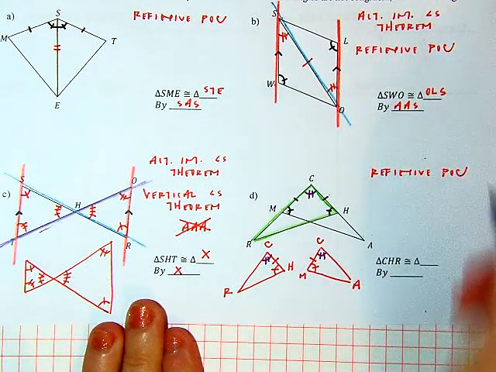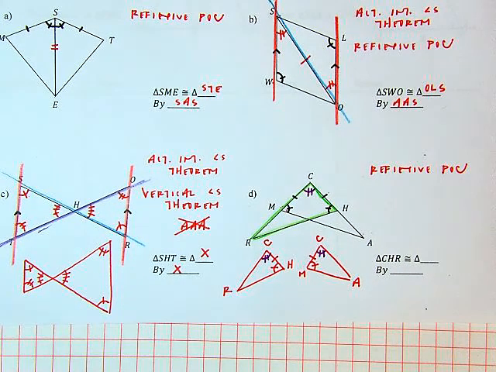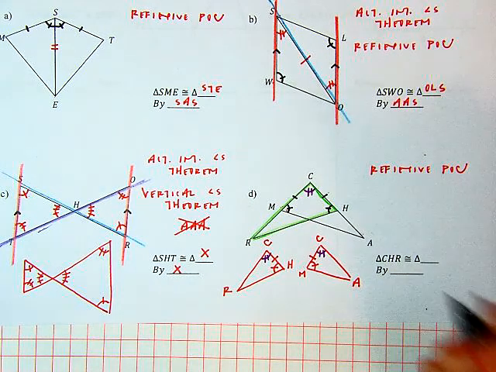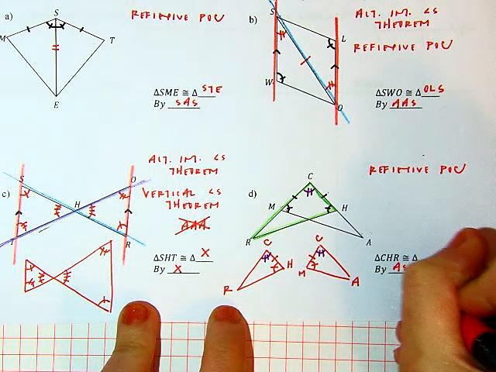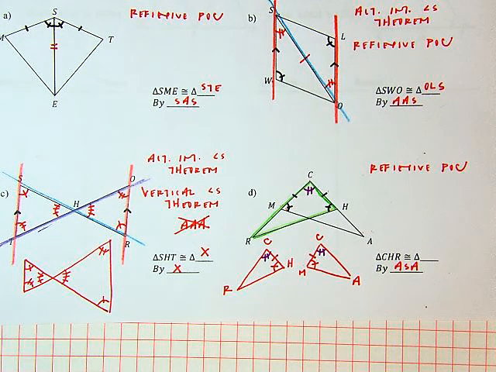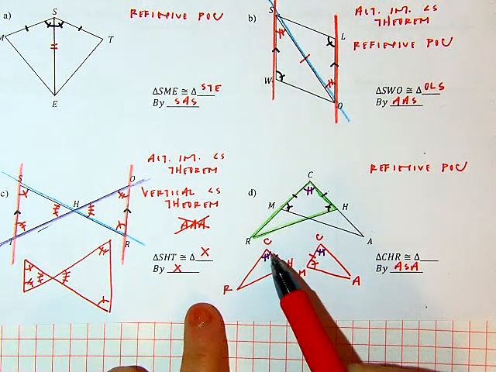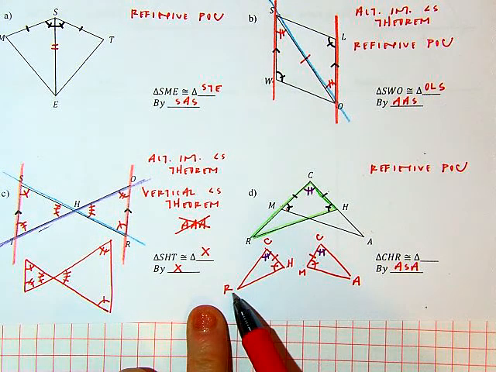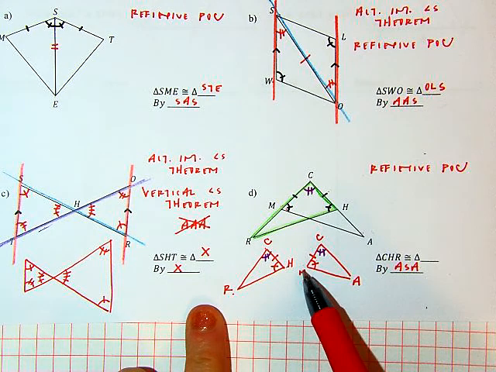Okay, and then looking at my picture, what combination do I have? I have two angles and I have the side that is sandwiched in between. So I have angle, side, angle. And if I name that first triangle CHR, so C to H to R, then I'm doing C to M to A.